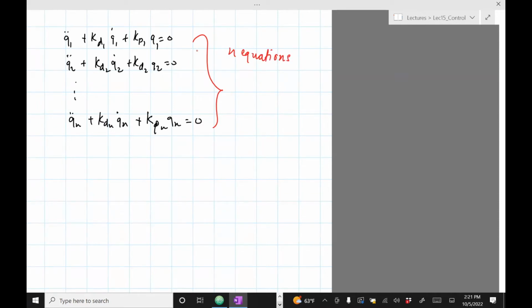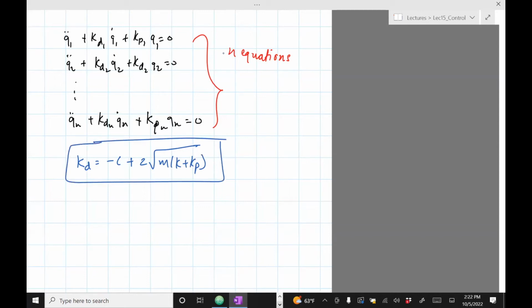Okay, and now what we want to do is set the constants such that we have critical damping for all degrees of freedom. So we just enforce that condition equation by equation. So first equation, we want that to be critically damped. For it to be critically damped, we know the formula. The formula is KD is minus C plus 2 square root of M times K plus KP. Okay, so that's something which I derived earlier. We just need to ensure that this is used for each and every equation.